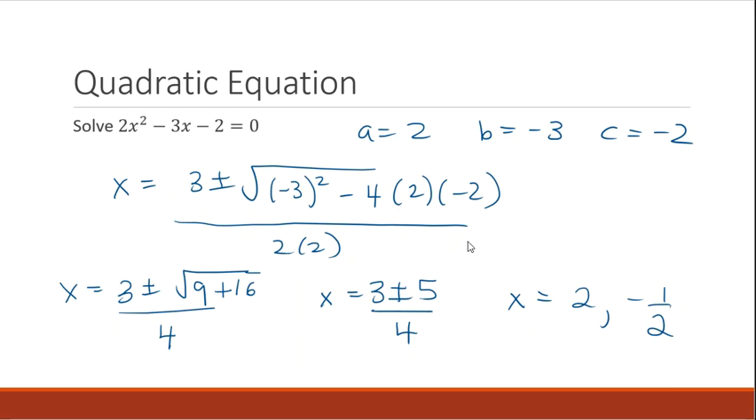So the main thing about the quadratic formula is make sure you put parentheses around the negative 3. So it's negative 3 squared, so that's 9. And minus 4 times 2 times negative 2, so the final answer here will be a positive number.